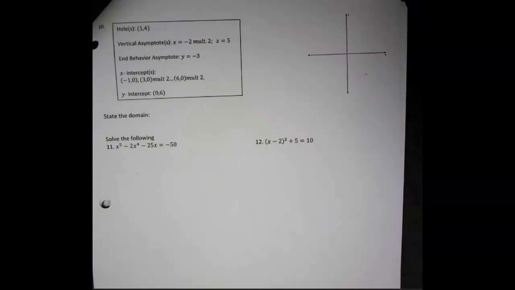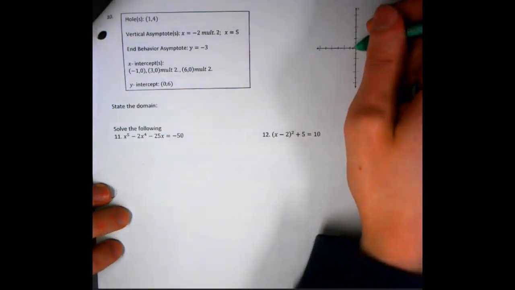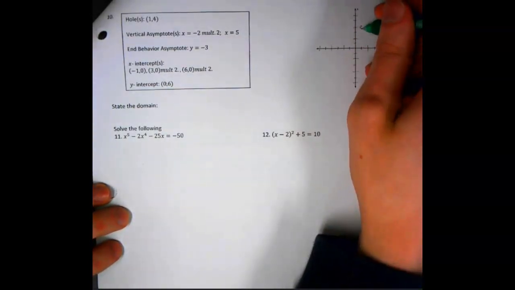Okay, so the Algebra 2 homework tonight is problems 10 through 12. For problem 10, I'm first going to start with labeling the graph. Then we're going to draw the first hole at (1, 4).